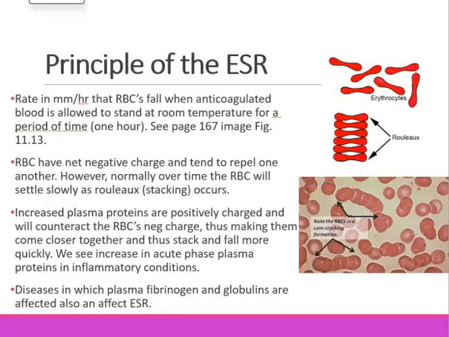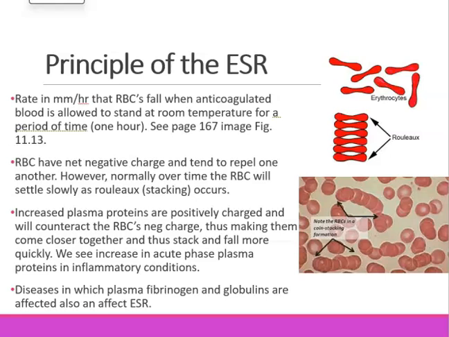So let's talk about the principle behind the ESR test. The way the ESR test is set up is it's the rate at which your red blood cells will fall in millimeters per hour, and it's in an anticoagulated blood specimen, and we allow it to stand at room temperature for a period of time, and we usually let it stand at room temperature for an hour.